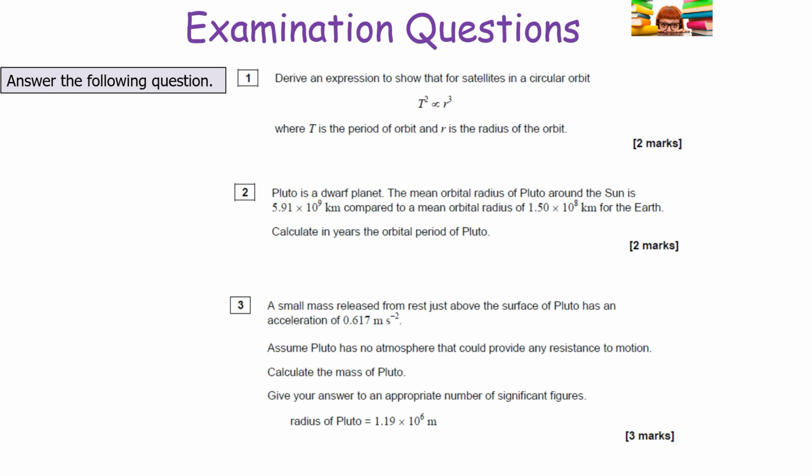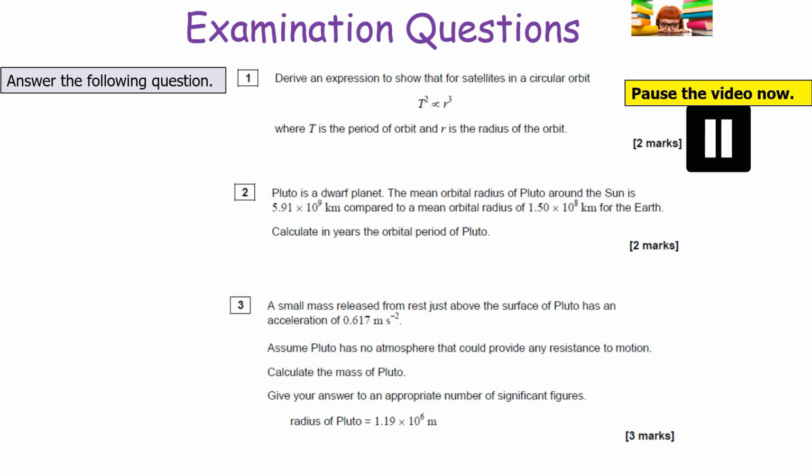Then a small mass is released from rest just above the surface of Pluto with an acceleration of 0.617 meters per second squared. Assume that Pluto has no atmosphere that could provide any resistance to motion. Calculate the mass of Pluto, where the radius of Pluto is 1.19 times 10 to the 6 meters. So pause the video now, then unpause the video when you want to go through your answer.